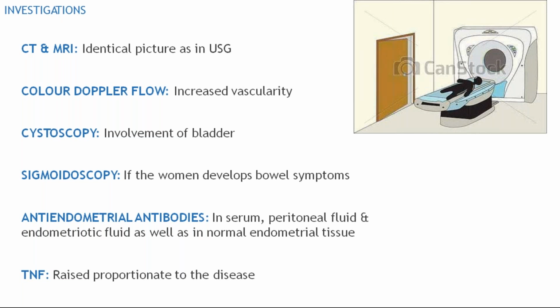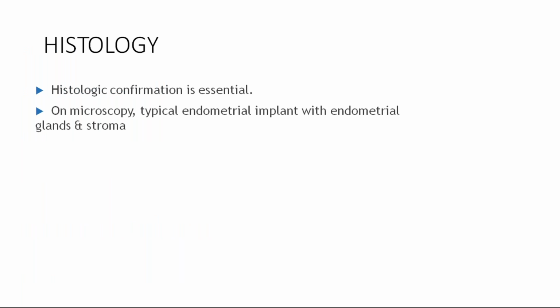Anti-endometrial antibodies. This is rare. Routinely, we don't do this investigation. In serum, peritoneal fluid and endometrial fluid, as well as in the normal endometrial tissue, you can see these anti-endometrial antibodies because an inflammatory process is going on. And TNF, tumor necrosis factor, is elevated in proportion to the disease. If it is mild disease, mild, moderate. If it is severe disease, they will be elevated.